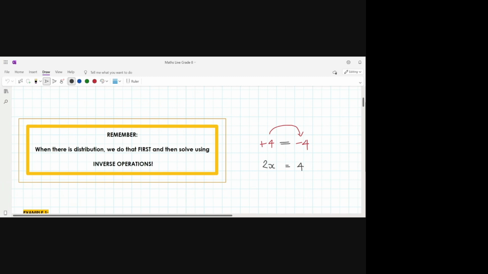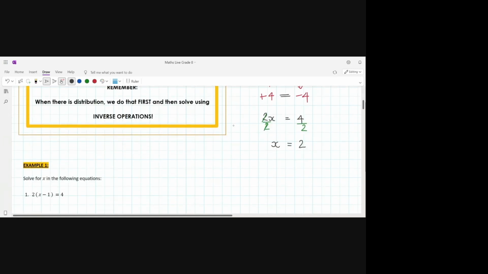Yes, ma'am. Since 2x means 2 times x, we're going to divide by 2. Correct. Good. So 2x divided by 2, 4 divided by 2. We're left with x, and 4 divided by 2 equals 2. Excellent, well done. So our answer would be x is equal to 2. Beautiful stuff. We're off to a great start.